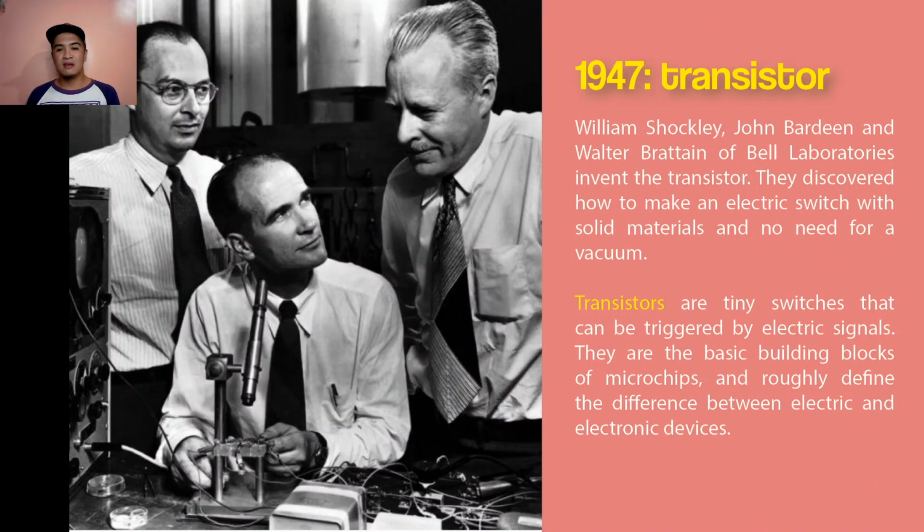You have 1947, you have the transistor. You have William Shockley, John Bardeen, and Walter Brattain of Bell Laboratories who invent the transistor. Now, they discovered how to make an electric switch with solid materials and no need for a vacuum. Now, transistors are tiny switches that can be triggered by electric signals. They are the basic building blocks of microchips and roughly define the difference between an electric and an electronic device. You can definitely see that in most electronic devices. If you try to open the side of it, you'll definitely see transistors. It's a small piece that's attached to the board.